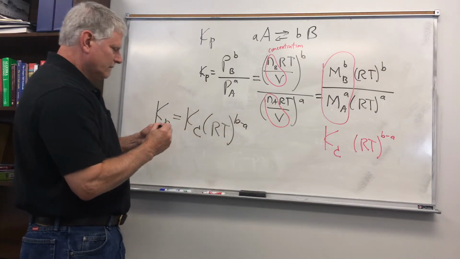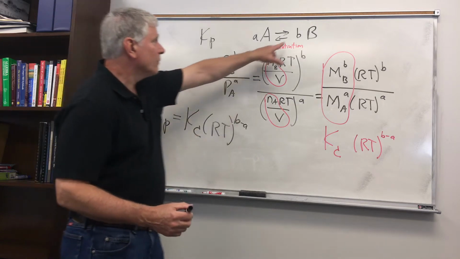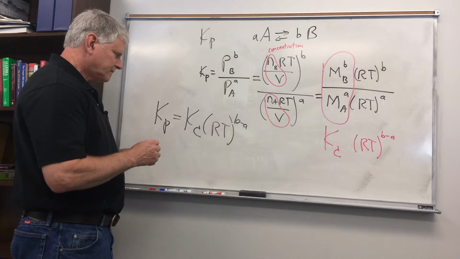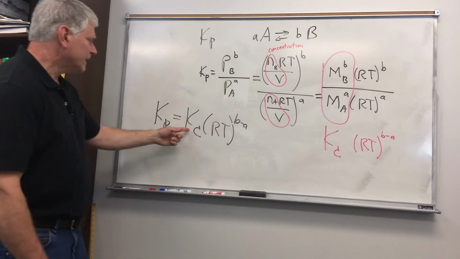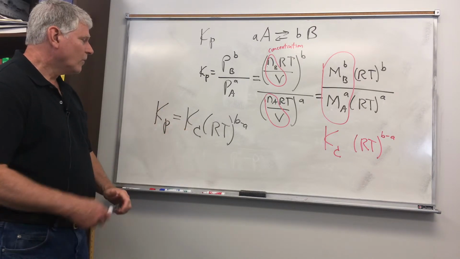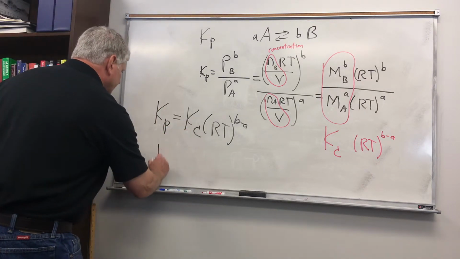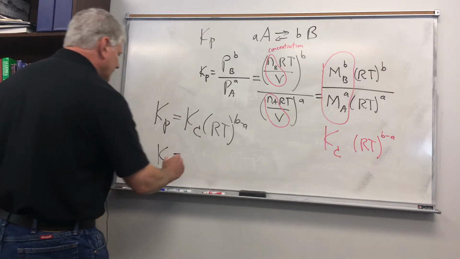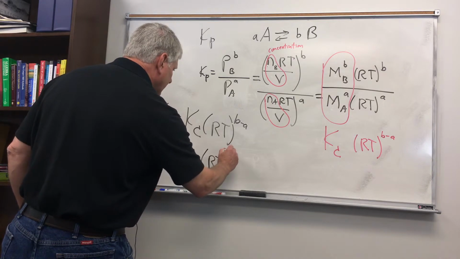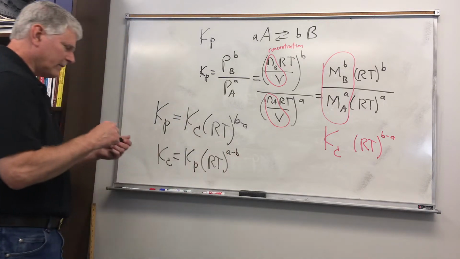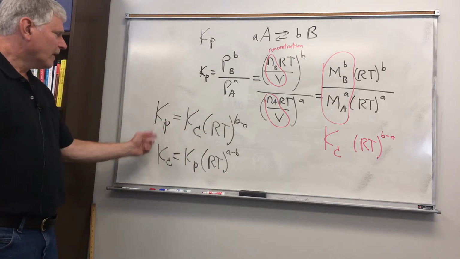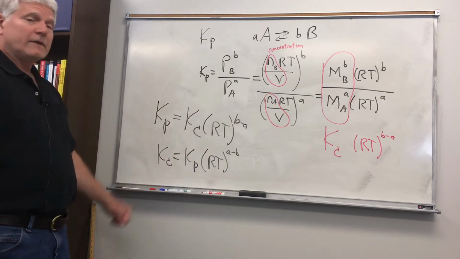So remember, B and A are the stoichiometric coefficients in the balanced equation. This is the way we can convert the equilibrium constant in terms of pressure into one in terms of concentration. So if I solved for Kc, I would have Kp times RT to the A minus B power, just the negative of this difference. So I can convert one to another, from pressure to concentration.